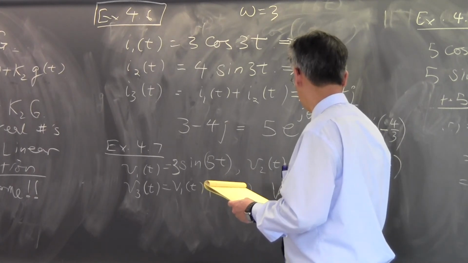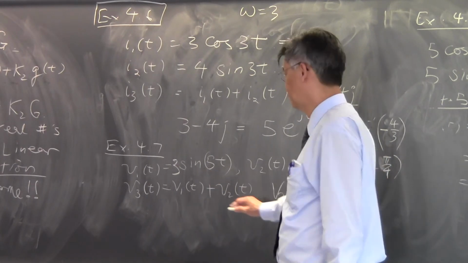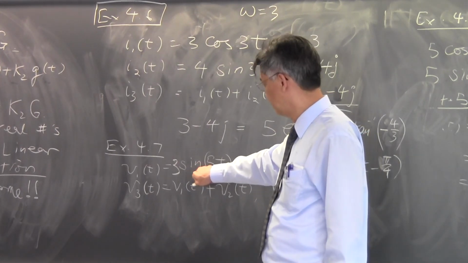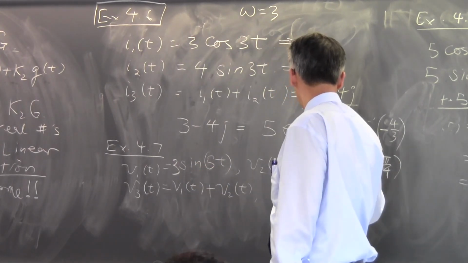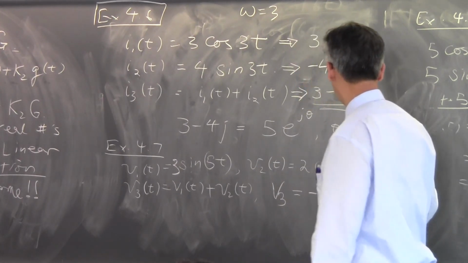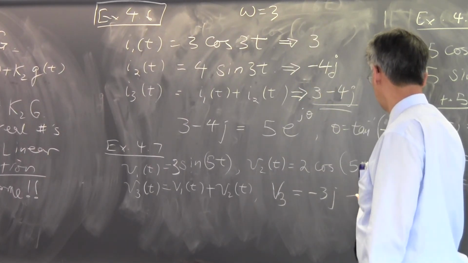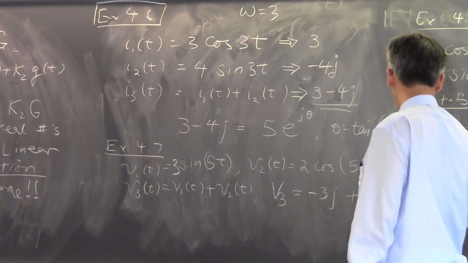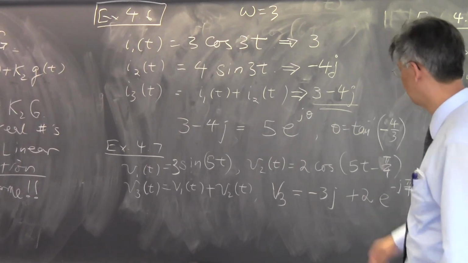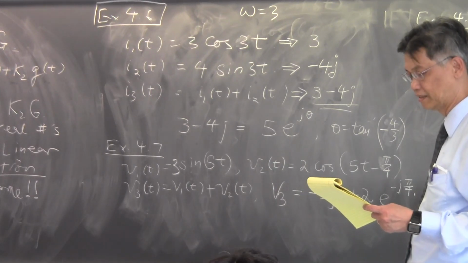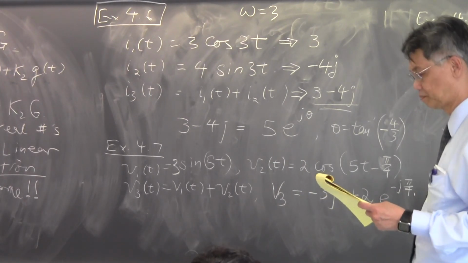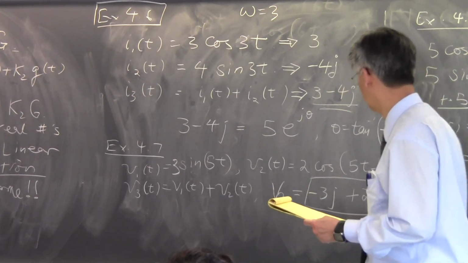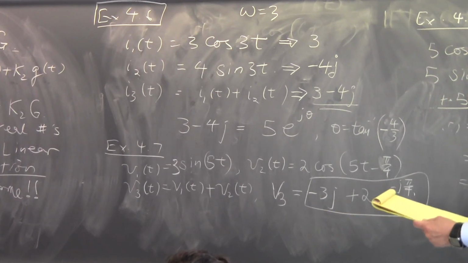So v3 would be just the sum of these Phasor forms. Because it is a sine, you put a minus j, so this is minus 3j. And this has a 2, and the phase is e to the minus j pi over 4. So you just add the two Phasor forms, and that is your answer. And then you can convert this to polar form if you want it, or to Cartesian form if you don't like it.